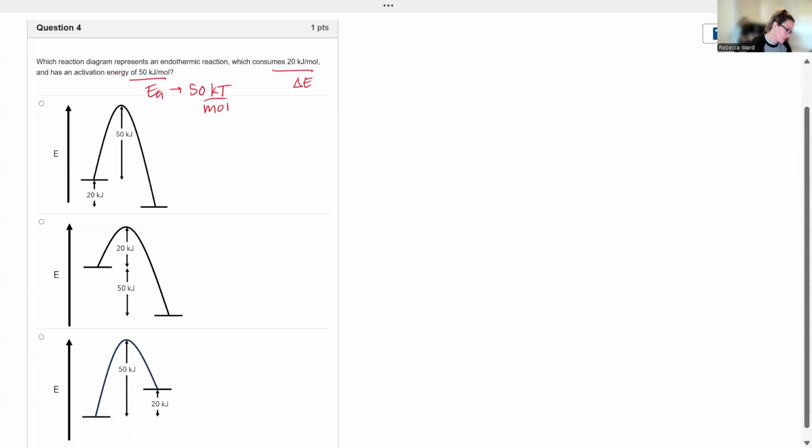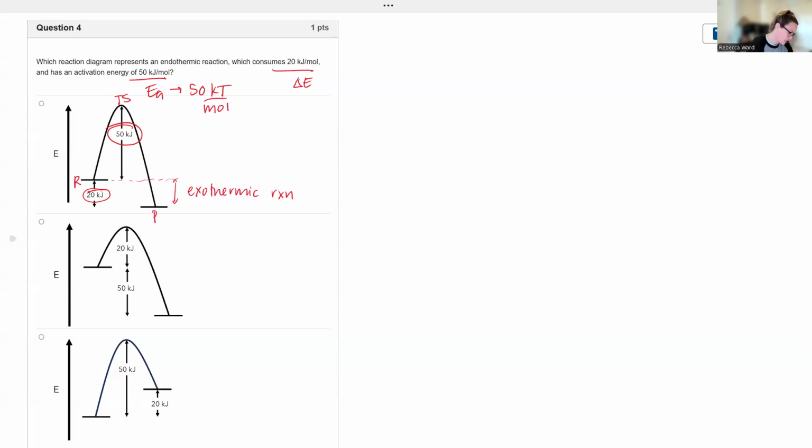So in this first option here, EA is 50, right? Because EA is from reactants up to transition state. That's labeled as 50. That is correct. Our problem here is that this number is showing an exothermic reaction. Okay, so that 20 kilojoules is showing us that the products are lower.